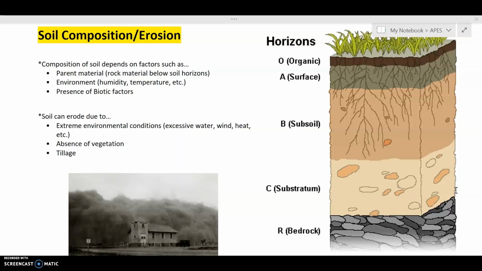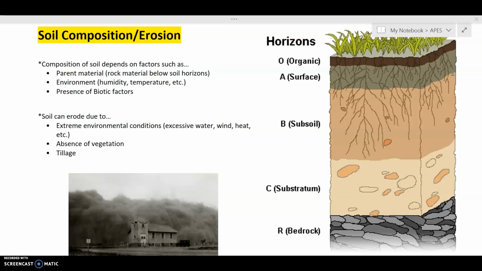So composition of soil pretty much just means what the soil is made of. And the composition depends on several factors, which includes what parent material the soil is made of. Parent material is pretty much the rock material below the soil horizons. So just know that depending on what type of parent material is below the soil horizons, which we'll talk about in a second, it's going to change what exactly the soil is made up of.